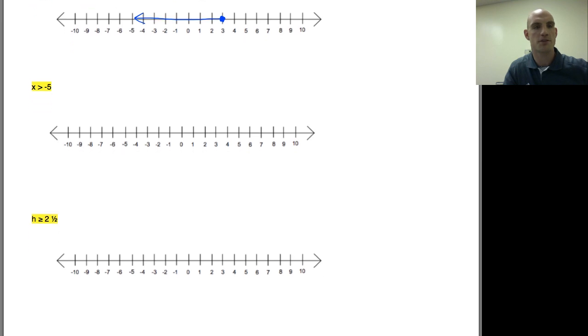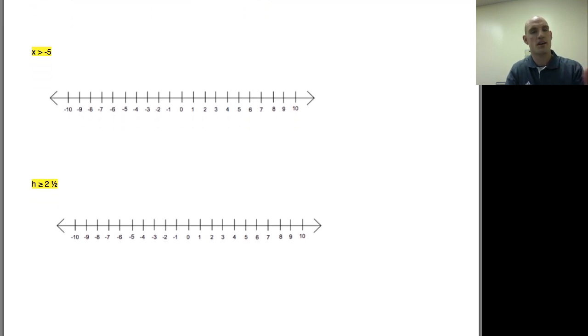And so I've given you two examples to do here. X is greater than negative 5, and H is greater than 2.5. See if you can do those two on your own.